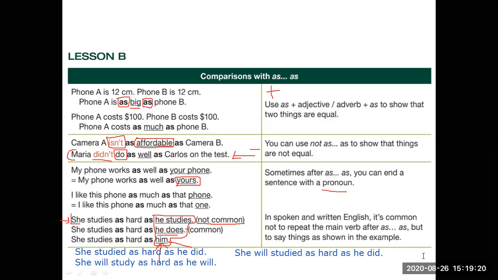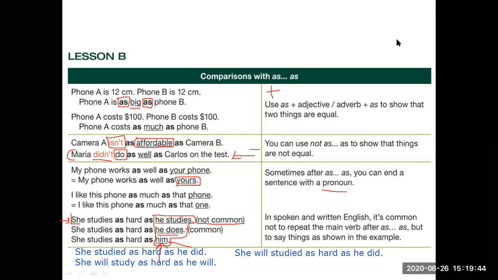Do you have any other question about this grammar? Okay, so let's work with the other grammar then. Let me clear this.